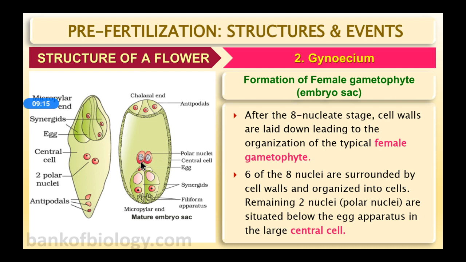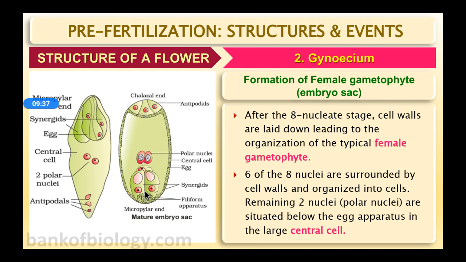Hence that fertilization is known as double fertilization. If two male gametes enter through the pollen tube, one will fuse with the egg cell and one will fuse with the central cell. That is why it is known as double fertilization.